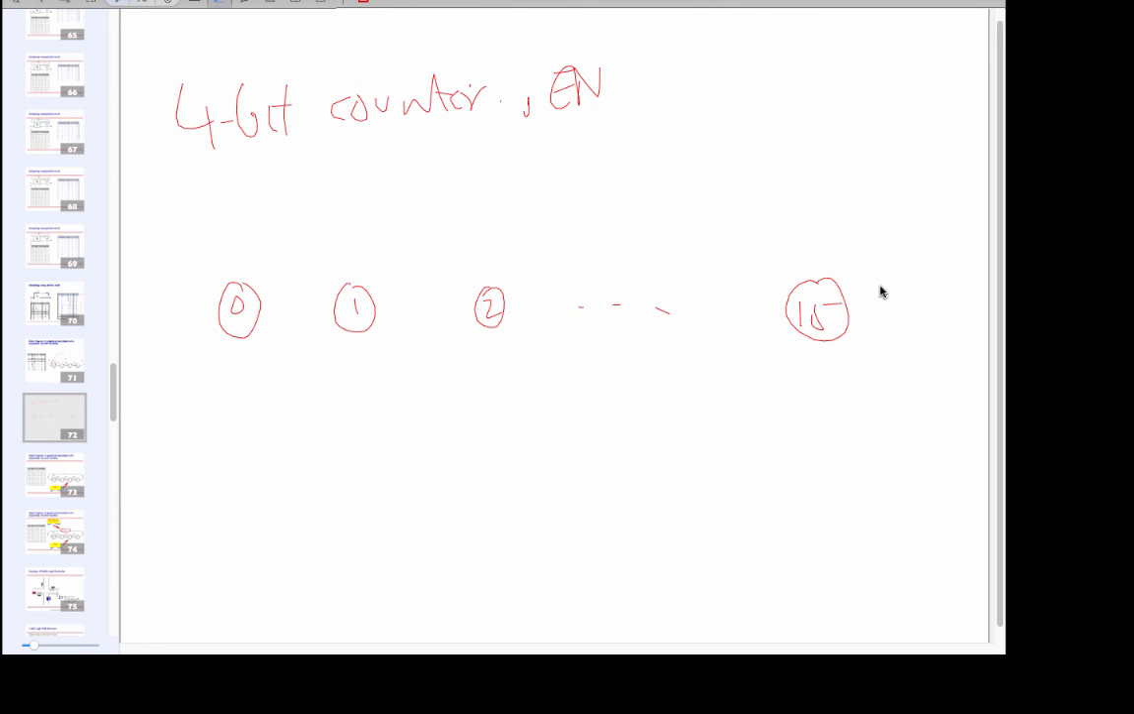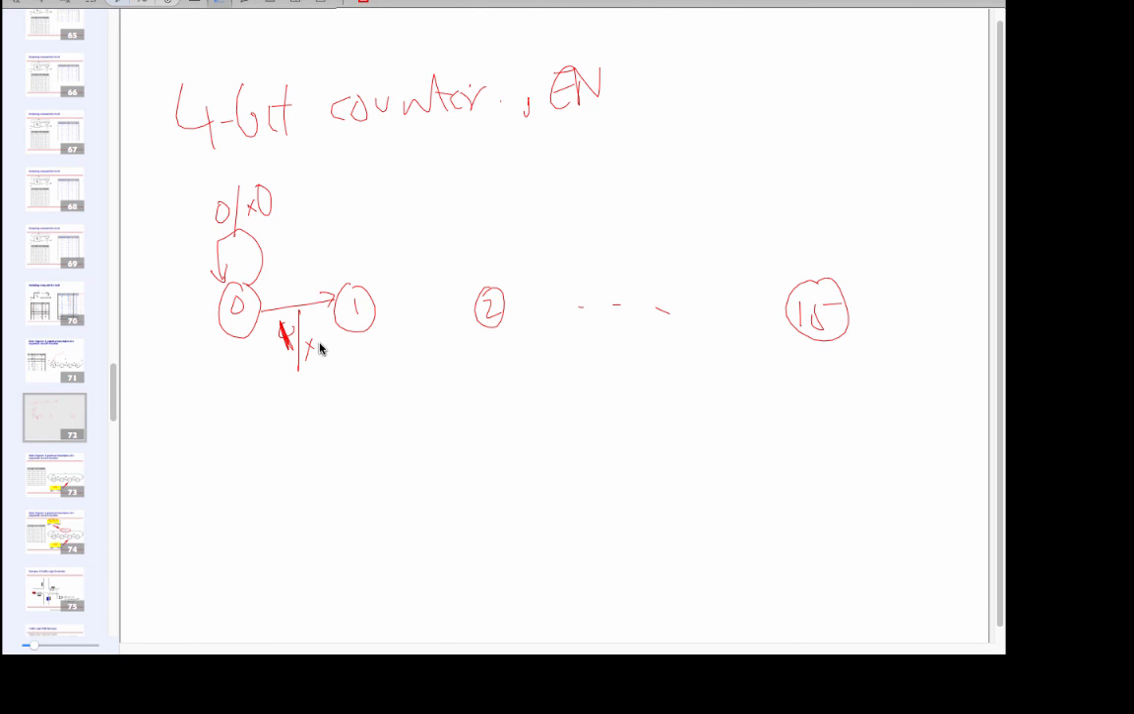Okay, so I'm in state 0. If enable is low, what will happen? It stays in itself, and if enable is high, I move to the next one. Okay, what am I outputting out here? If I am in state 0, I'm outputting the hex number 0. So I can write it as hex 0.